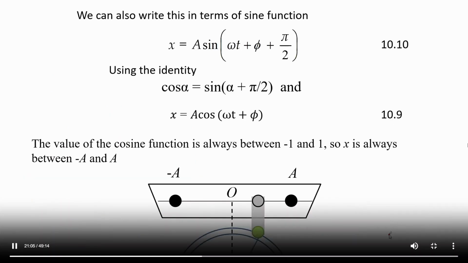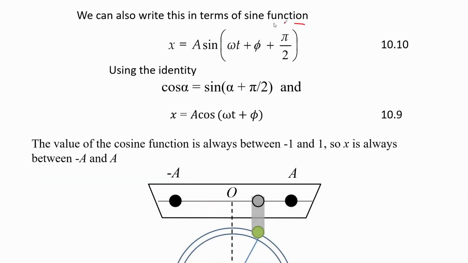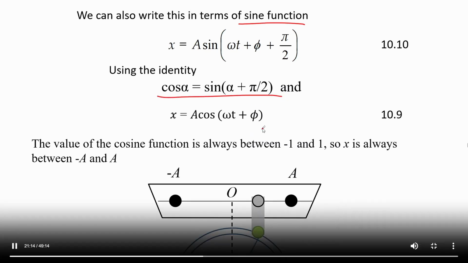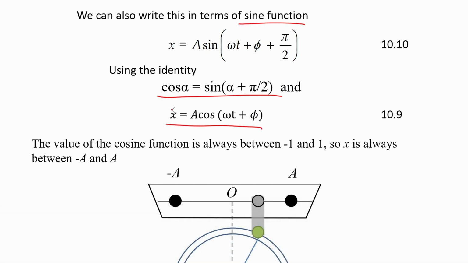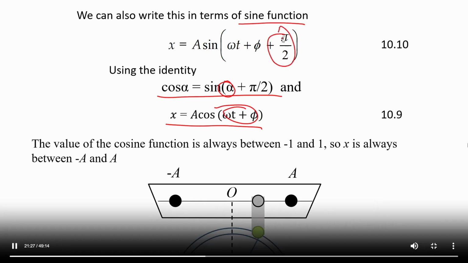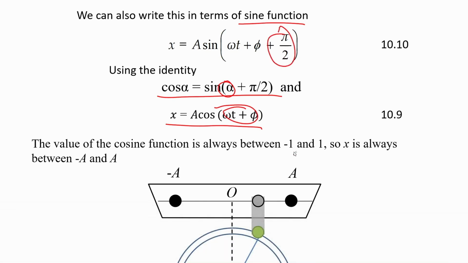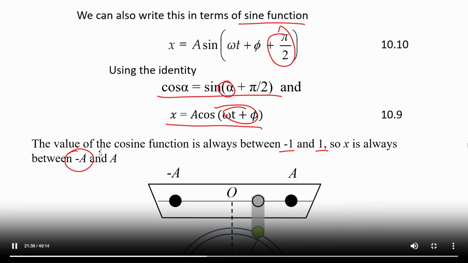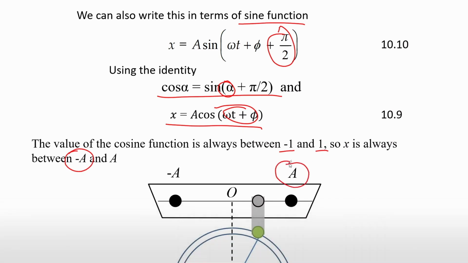Okay, we can also write this in terms of the sine function. We simply use the identity cosine alpha is equal to sine of alpha plus pi over 2, and the expression for x, which is a cosine of omega t plus phi. So by doing that, alpha is represented by this, so we just add plus pi over 2. The value of the cosine function is always between -1 and 1. So x is always between -1, the negative amplitude, negative a, and 1, the positive amplitude, a.